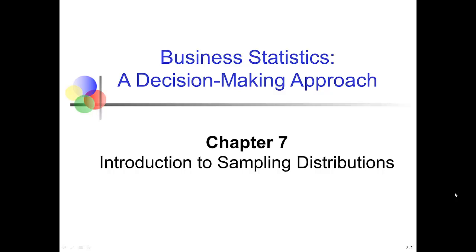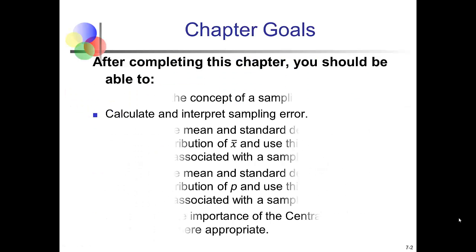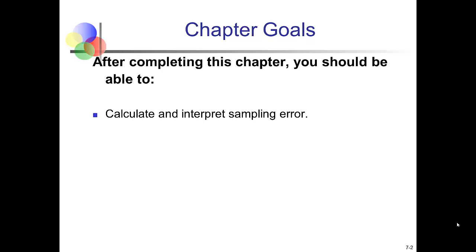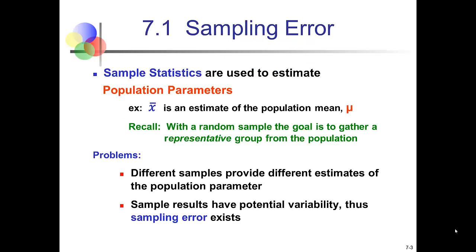This video will focus on Chapter 7, Section 1, where we'll focus on the concept of sampling error. We've already discussed how we use sample statistics to estimate population parameters. Remember that we use the sample mean, that's x bar, as an estimate of the population mean, mu. Our goal when collecting a random sample is to get a representative group from the population so that x bar accurately represents mu, or whatever sample statistic we're calculating accurately represents the population parameter of interest.